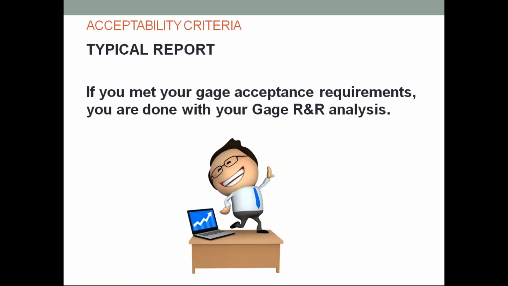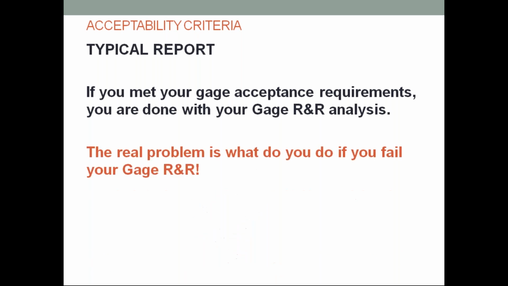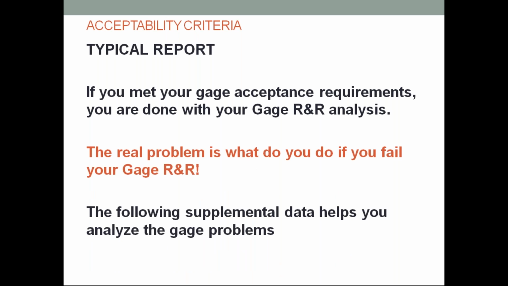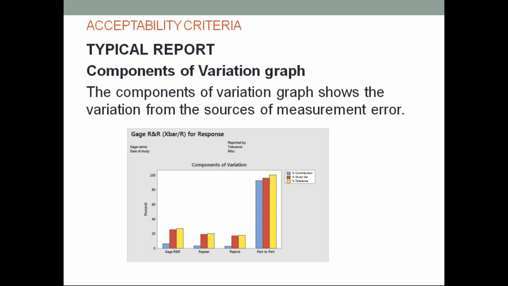If you met your gauge acceptance requirements and you are under 10%, for example, you're done. You have a great gauge. You have a great day. Unfortunately, that's not always the case. So what do you do if you fail a gauge R&R? The following supplemental data helps you analyze the gauge problems.